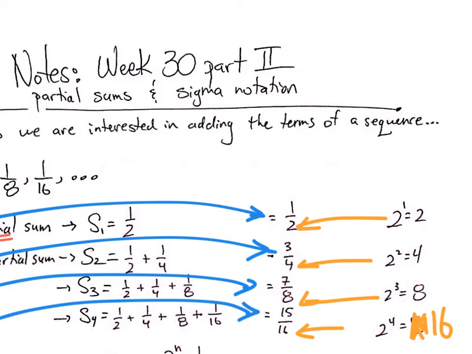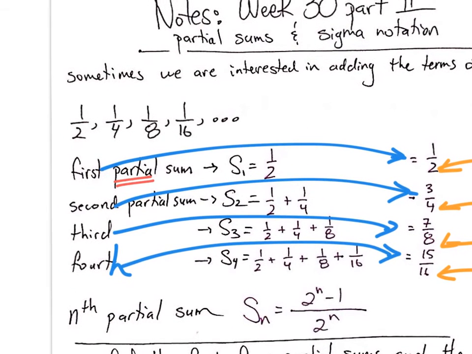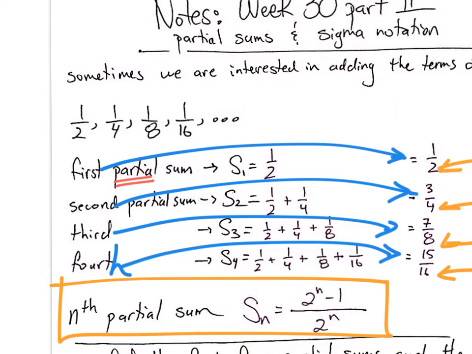So our pattern is we're seeing 2 to the n down here, and the top number, the numerator, is 1 less than the denominator. The crux of the issue, the great fun challenge, is to find the nth partial sum.